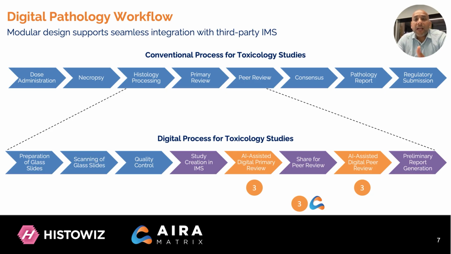At AIRA Matrix, our suite of AI powered tools is designed to enhance both primary and peer reviews in digital pathology. AI assisted primary reviews help streamline the initial analysis by detecting and classifying key histopathological features, providing an additional layer of confidence for the primary pathologist. On the other side, AI assisted peer review ensures a standardized and objective second opinion process, reducing both the intra and the inter observer variability.